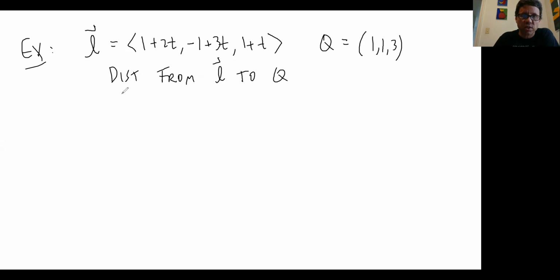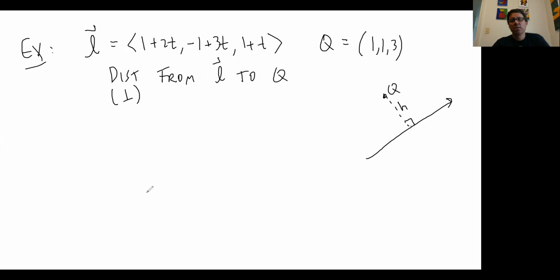And anytime we do this, this distance means the perpendicular distance, the shortest distance. So we've got a line, we've got Q sitting out here. We want to draw a perpendicular to our line and then just find that distance there. Okay, so I'm going to use the formula that I just had on the previous page. So I need a point that's on the line.